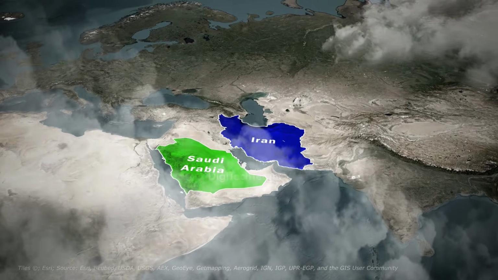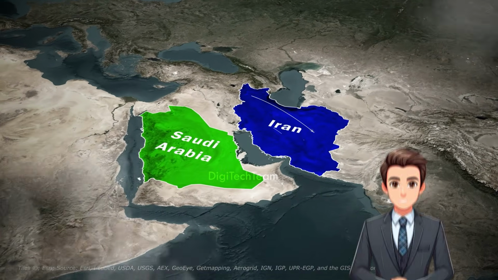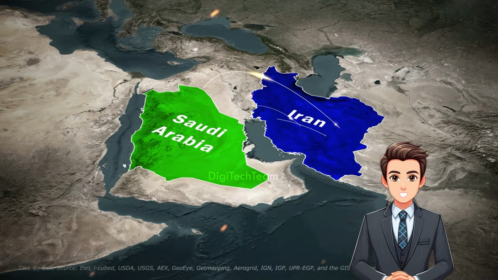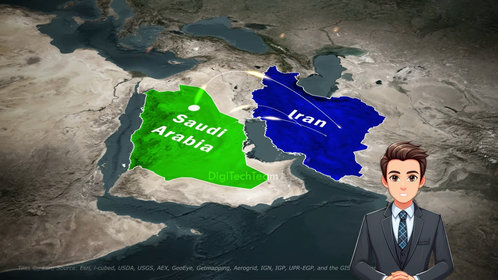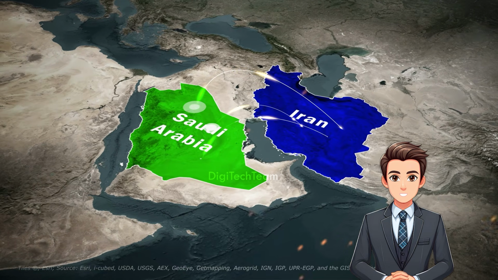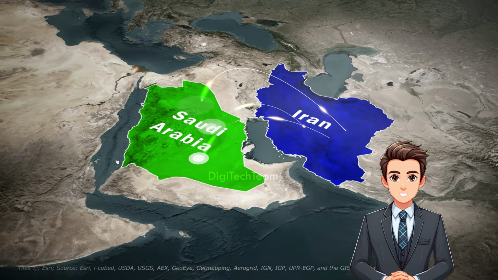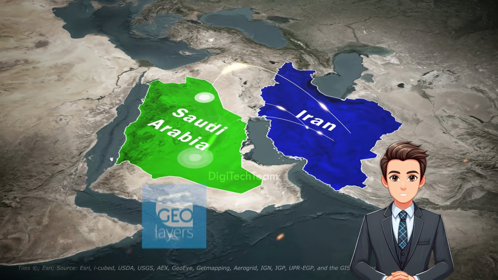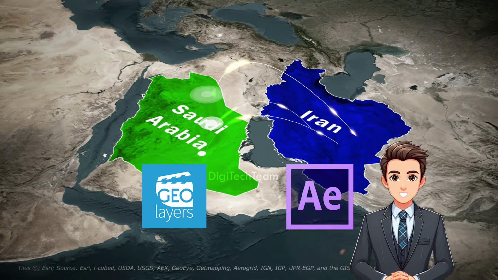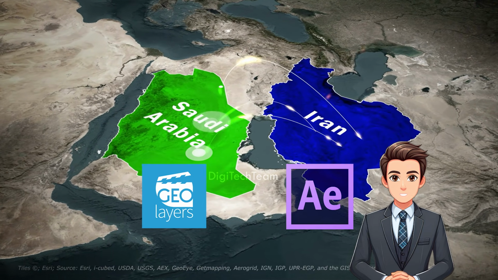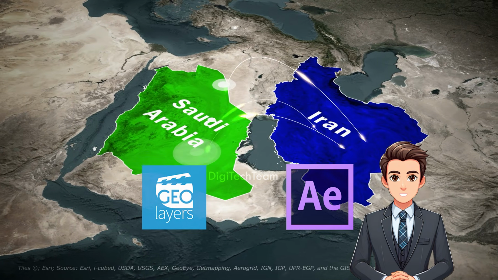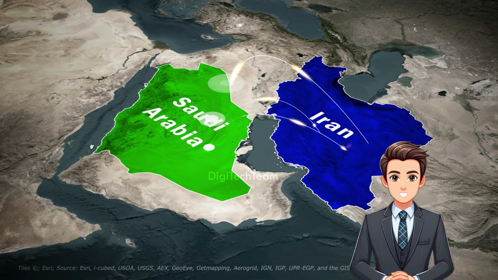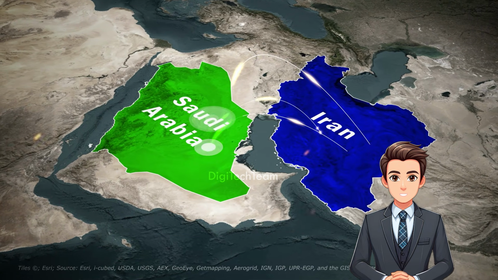The Middle East is once again standing on the edge of a dangerous conflict. Hi everyone, and welcome back to another After Effects and map animation tutorial. In today's video, I'll show you how to create war predictive missile target arcs using GeoLayers 3 in Adobe After Effects. We'll build this animation step by step, and by the end of the tutorial, you'll be able to create the same effect for your own projects.